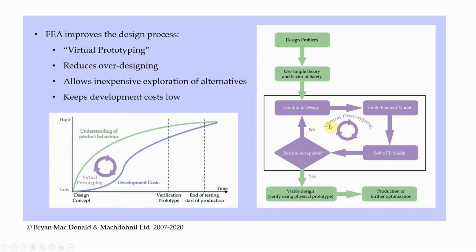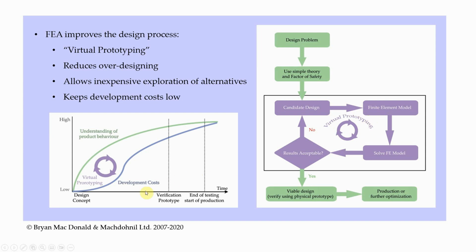But in this case, it's called virtual prototyping because it's done on a computer. We're not building a real prototype. When we finally get somewhere where our results are acceptable, then we have a viable design which we always verify using a physical prototype. So even at this point, we will always build one physical prototype, hopefully just one. It could end up being more than one. And then we get on to our production or further optimization. So instead of a build and break, now we have this cycle happening on a computer and we're changing the geometry or whatever of CAD models rather than building new prototypes.